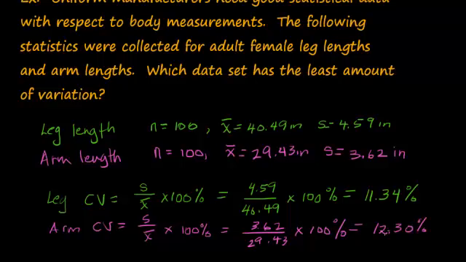The data tends to be more spread out, more dispersed than it is in the leg lengths. So this is how we can use coefficient of variation to compare two data sets, the variation in two data sets.